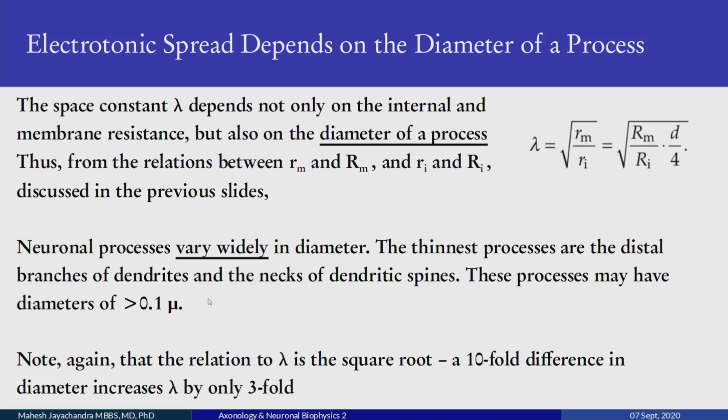So, neuronal processes vary very widely in diameter. The thinnest processes are the distal branches of dendrites and the necks of dendritic spines. These have diameters of greater or equal to 0.1 mu. Note again that the relationship of lambda is to the square root, so a tenfold difference in diameter increases lambda by only 3 times. Okay.